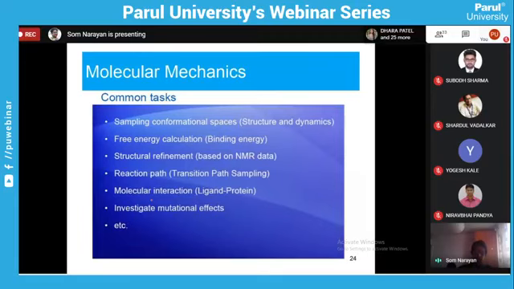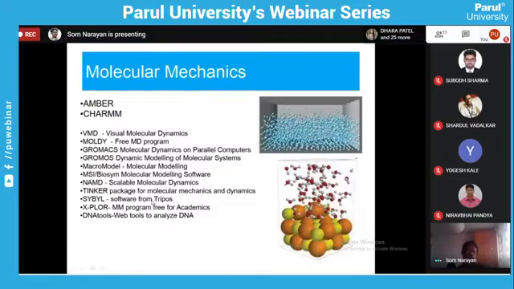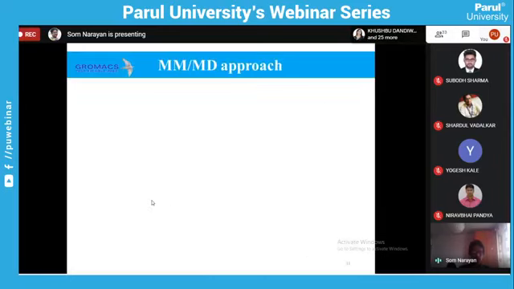Mostly it is done over here, and there are a lot of open source software packages available, and some are licensed versions also. So there are AMBER, CHARMM, then VMD, which is visual molecular dynamics, but we can calculate some properties from it. Then Moldy, then GROMACS, then GROMOS, then macromolecules, and all these things. Basically, I'm working with GROMACS, and I'm talking about some of the things.